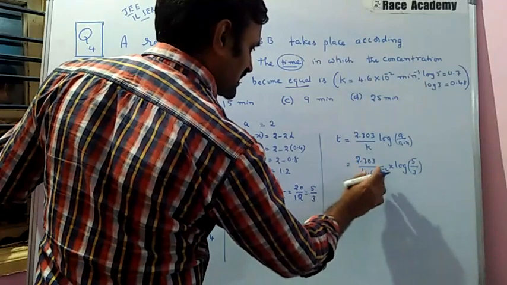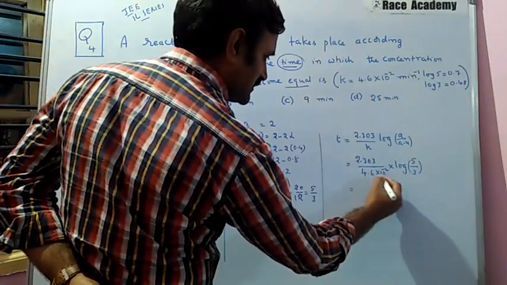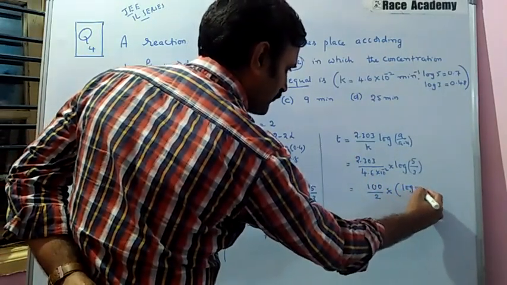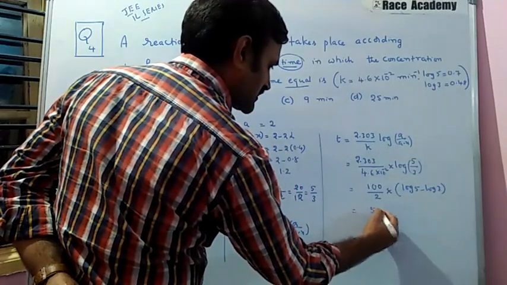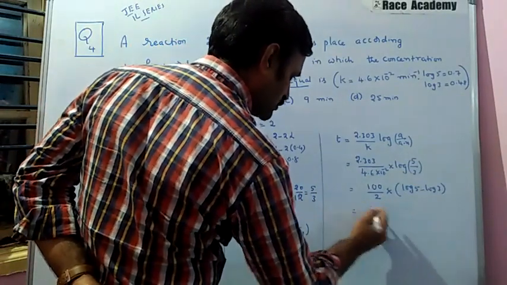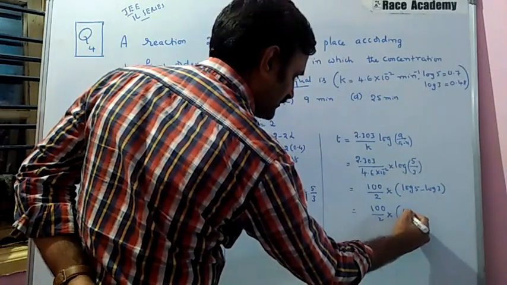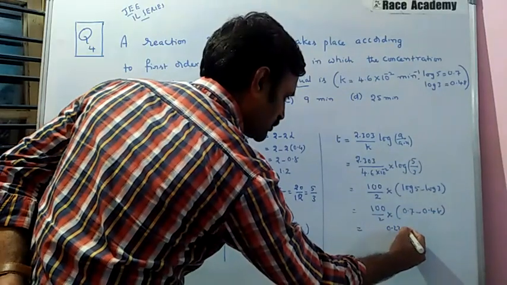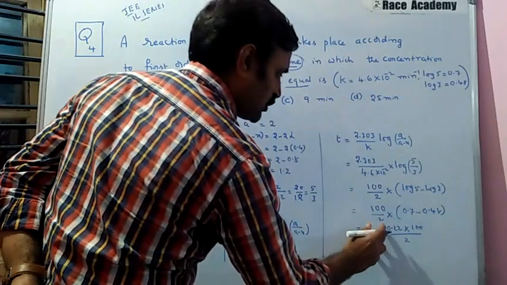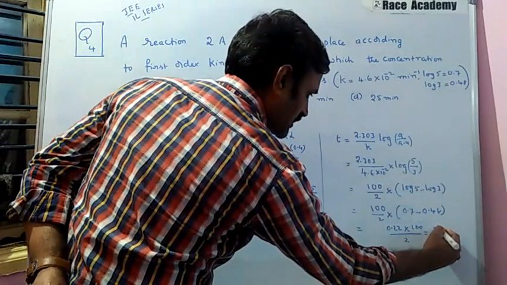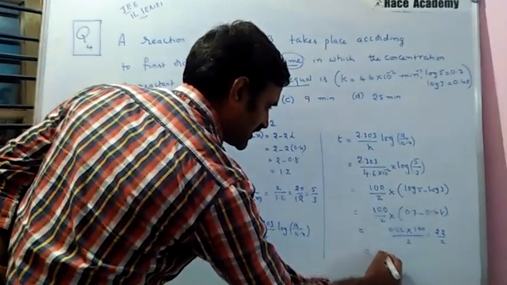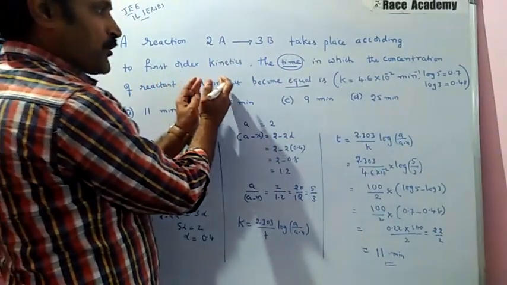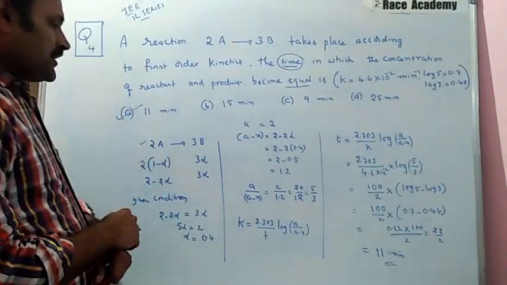To simplify this, with approximations, the 2.303 and 4.6 cancel and it will become 100 by 2, approximately, into log 5 by 3, which is log 5 minus log 3. Log 5 is 0.7 and log 3 is 0.48. So 0.7 minus 0.48 is 0.22, into 100 divided by 2. 0.22 into 100 is 22, so 22 by 2, which is 11 minutes. 11 minutes is the time where the concentration of reactant and product become equal. That is given in option A, which is the right option for this question.